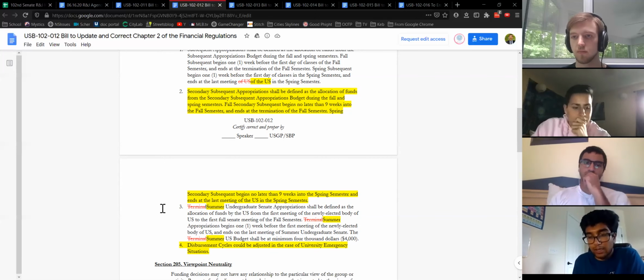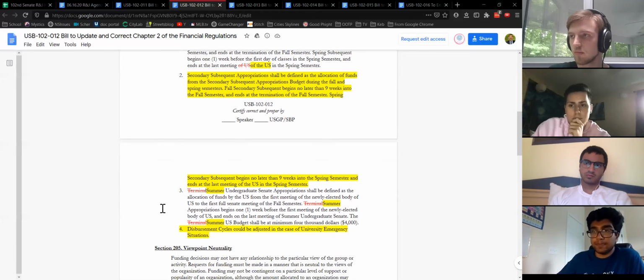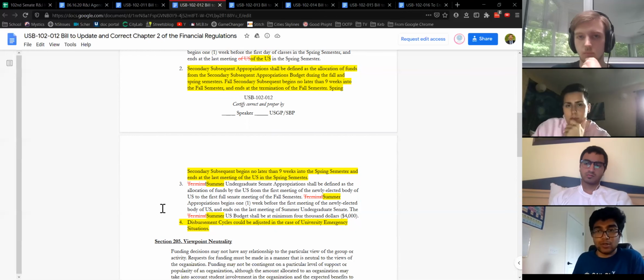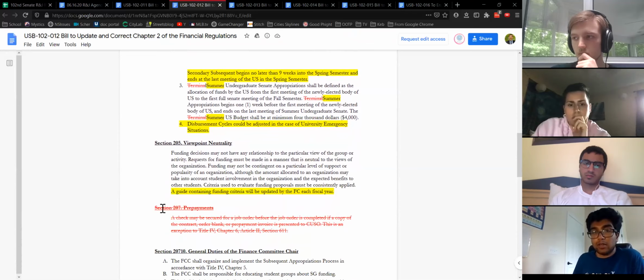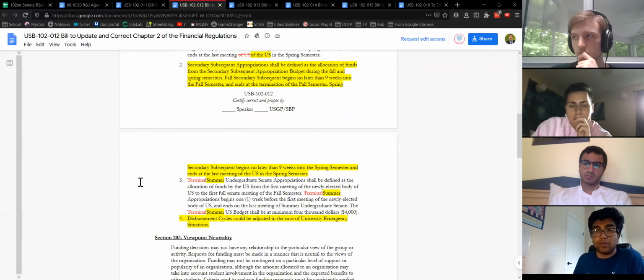And then Ashna wanted to add in the code that clubs wouldn't be able to apply to both the primary and secondary subsequent appropriations, because the whole purpose of the secondary one is to give clubs who weren't able to apply to the first one a chance to still apply. And we also wanted to make sure that clubs who already applied to the first one weren't coming back in the second one, trying to request even more money for the same semester.